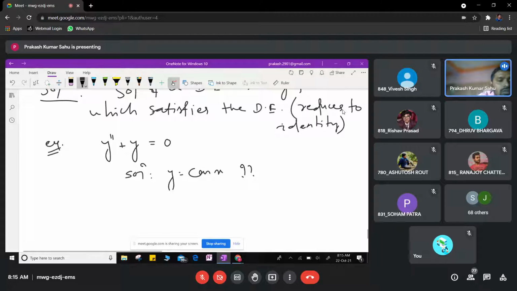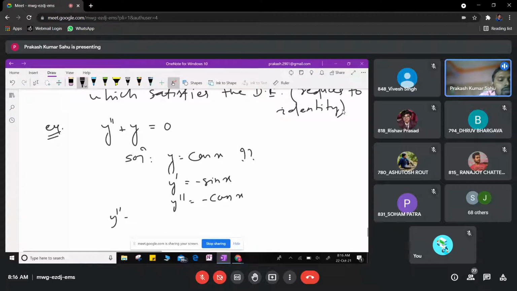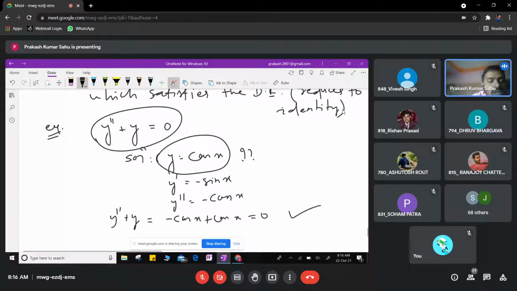That means if y is equal to cos x, then y dash is equal to how much? Minus sin x. And y double dash is again minus cos x. Now if you substitute y double dash plus y, which is equal to minus cos x plus cos x, that is equal to 0. So this satisfies the equation. If the solution satisfies this differential equation, then you can say cos x is the solution.